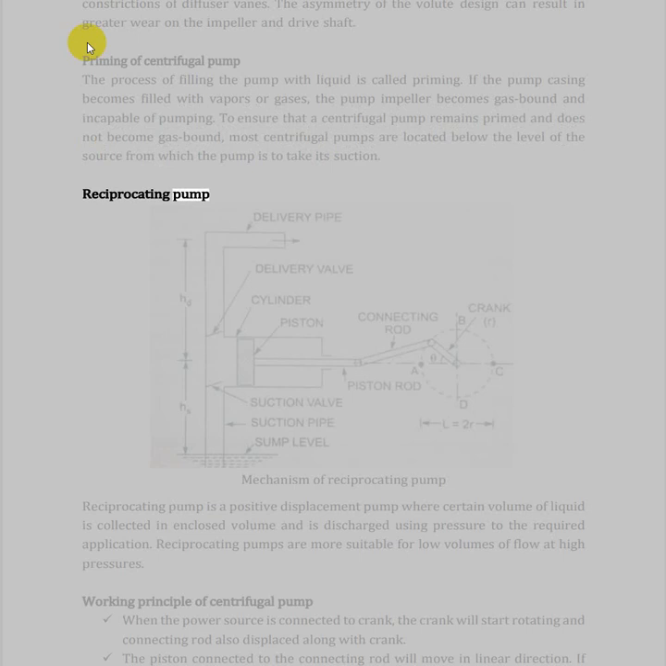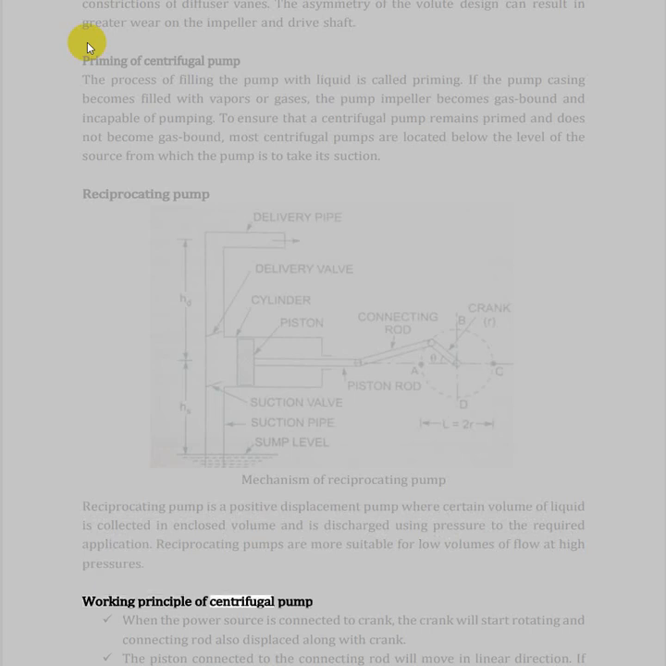Reciprocating pump. Mechanism of reciprocating pump. Reciprocating pump is a positive displacement pump where a certain volume of liquid is collected in an enclosed volume and is discharged using pressure to the required application. Reciprocating pumps are more suitable for low volumes of flow at high pressures.